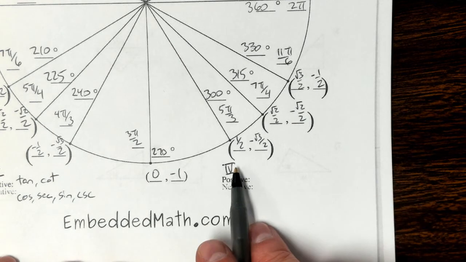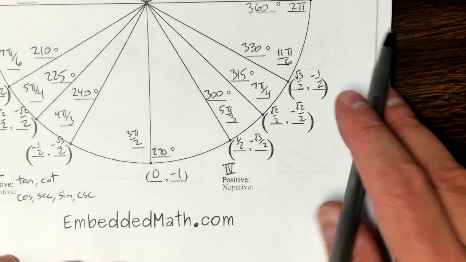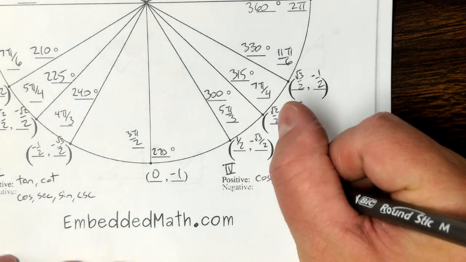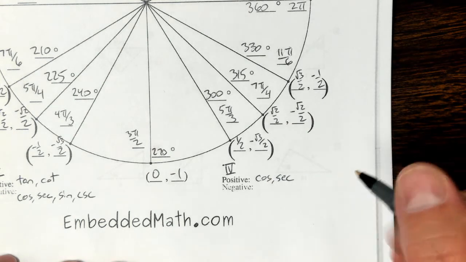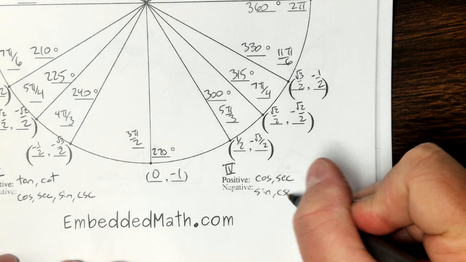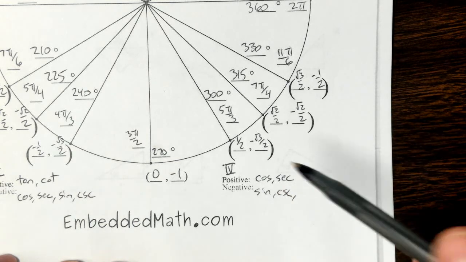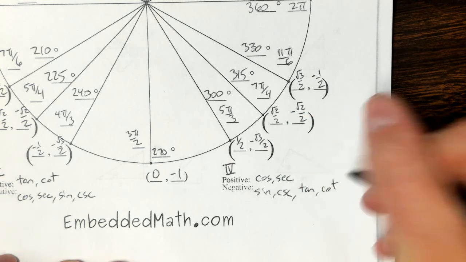So the ones that are positive are the ones relating to x, so that'd be cosine and secant. And the negative ones would be the y values, which are sine and cosecant, as well as when you're doing y over x or x over y. So tan and cotan.